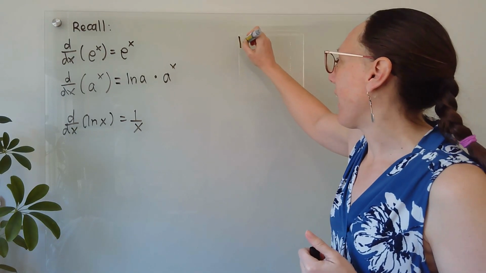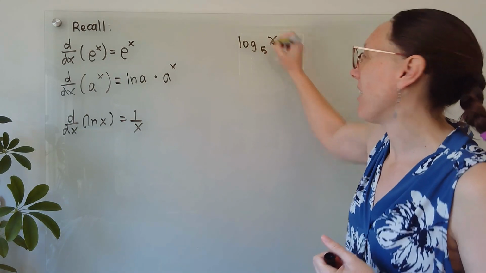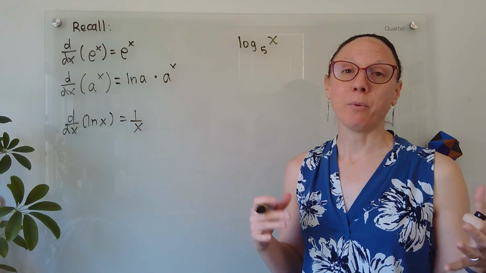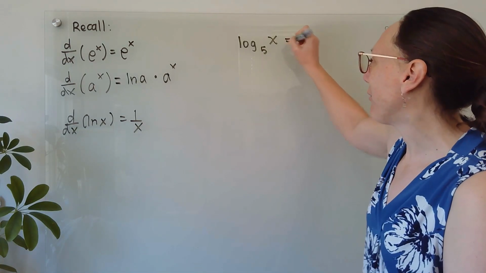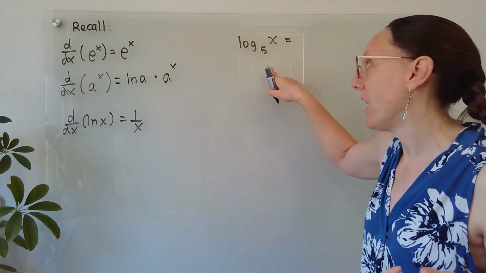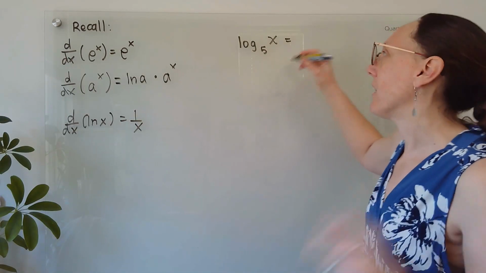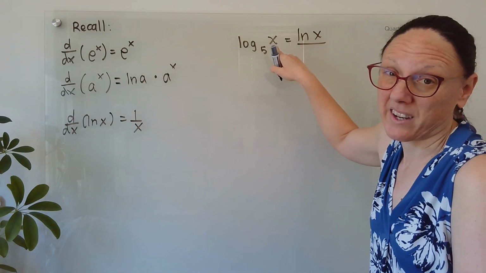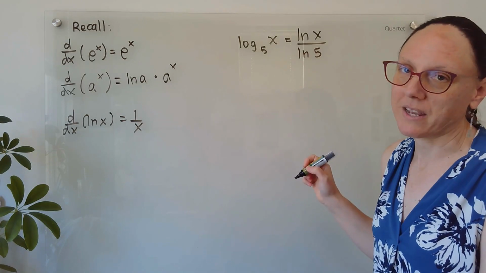So if I have log base 5 of x, there's something called the change of base formula for logs, and maybe we've forgotten it, but I'm here to remind us that if I wanted to change a log with a base of any number into something in a base with natural log, that conversion looks like natural log of whatever was inside divided by natural log of the value of the base.